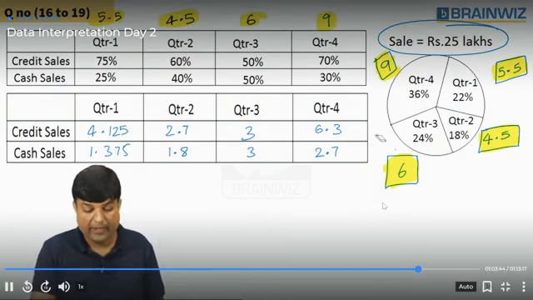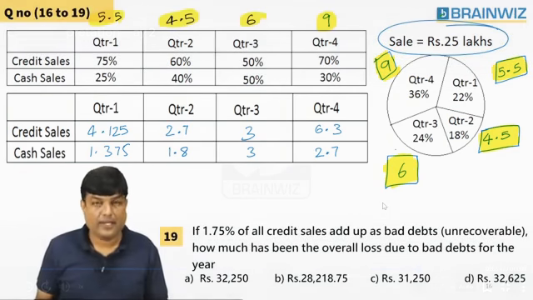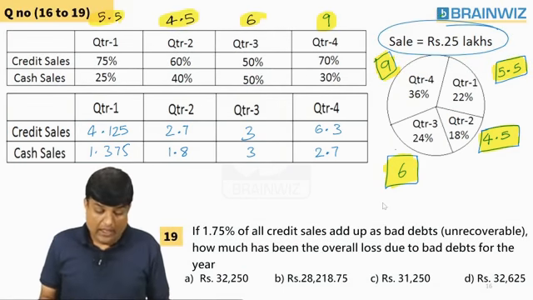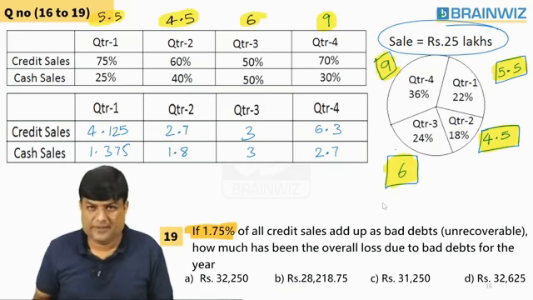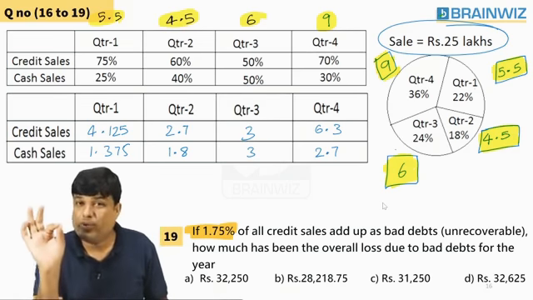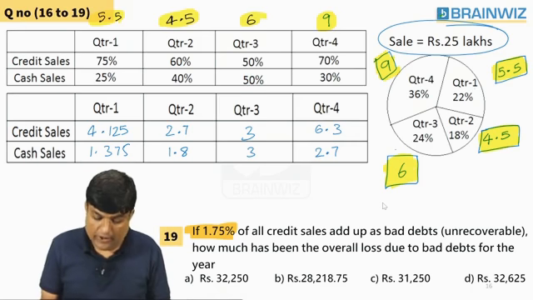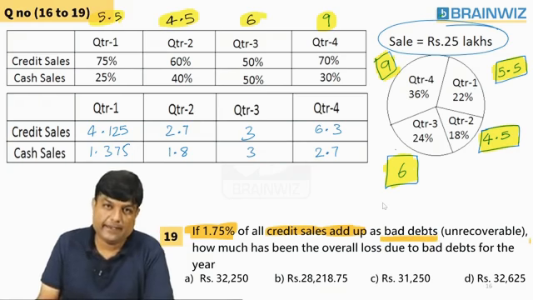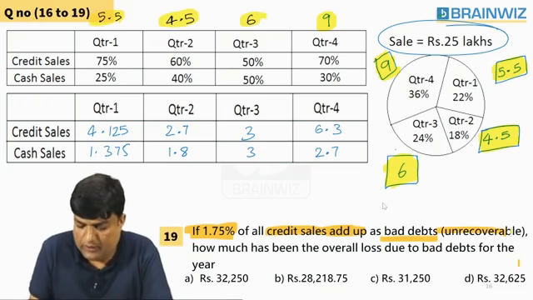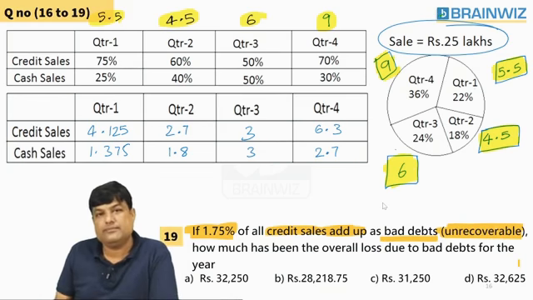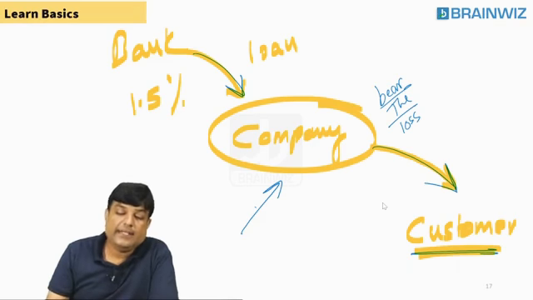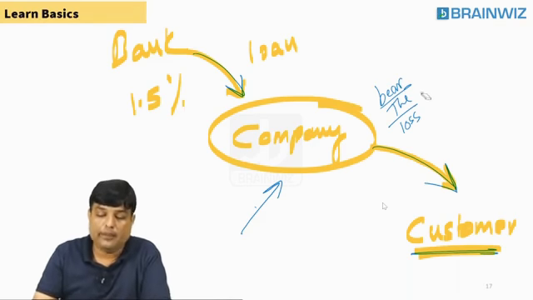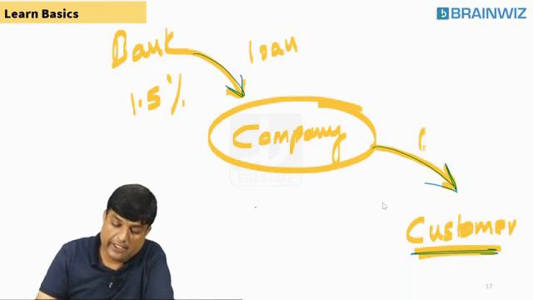Let's try to move forward, everybody, guys. The last question I'm asking you. Listen, everybody. If 1.75% of the credit is added as bad debts, bad debt means what? The amount which is unrecoverable. Means the company is giving on loan. The company is giving to the customers on credit.